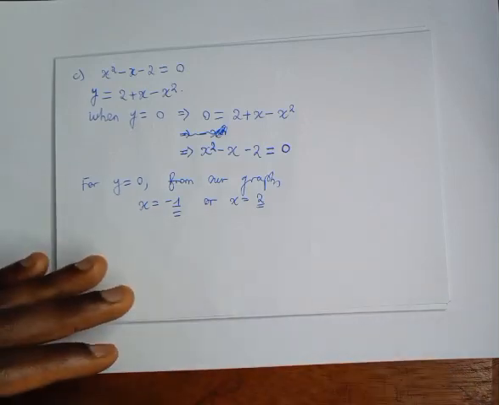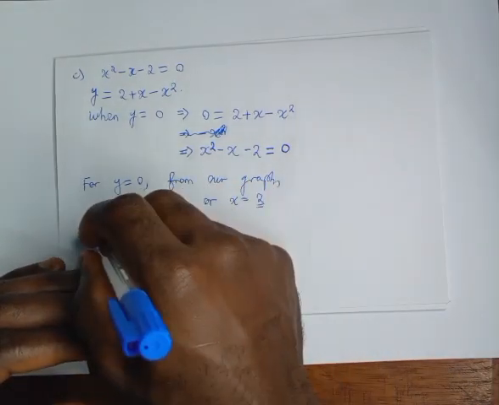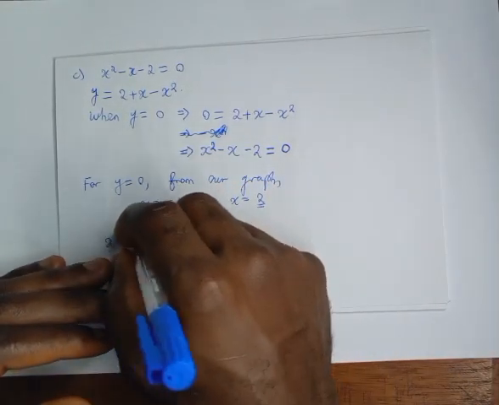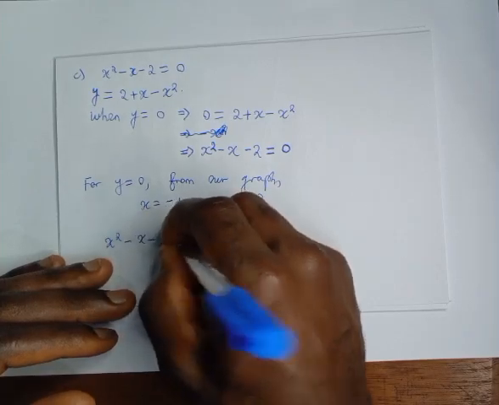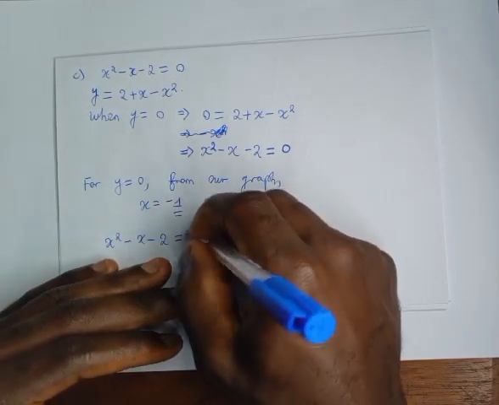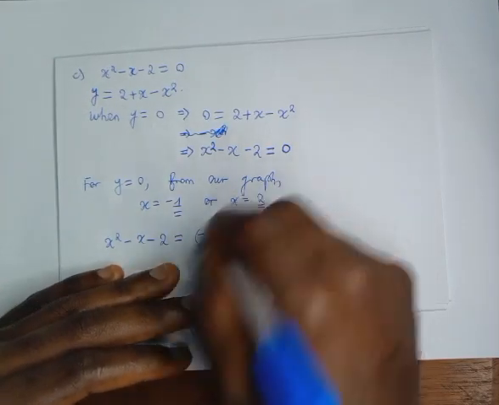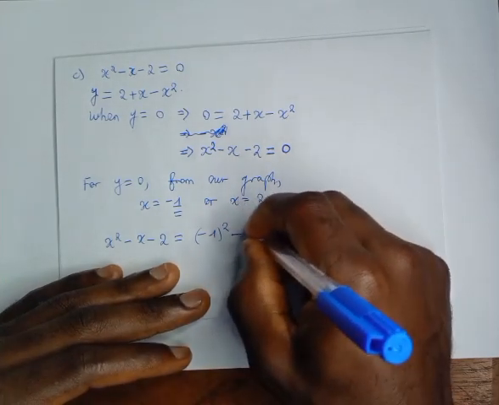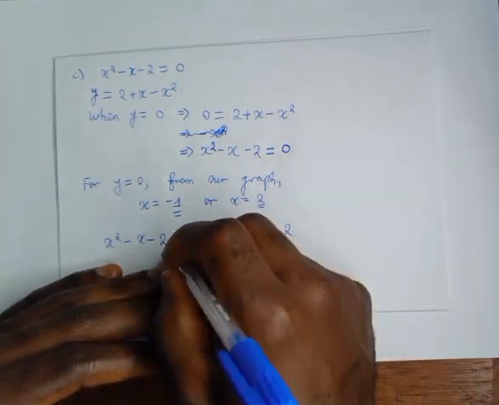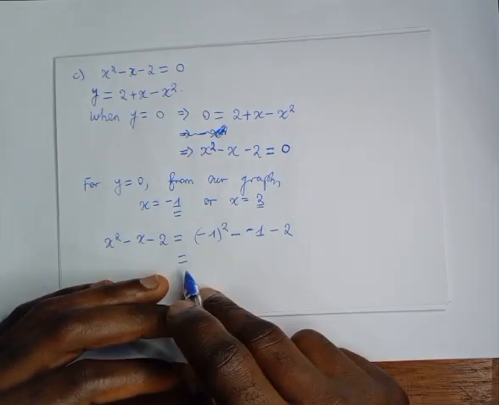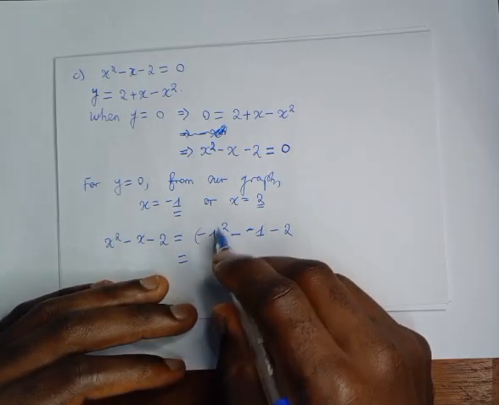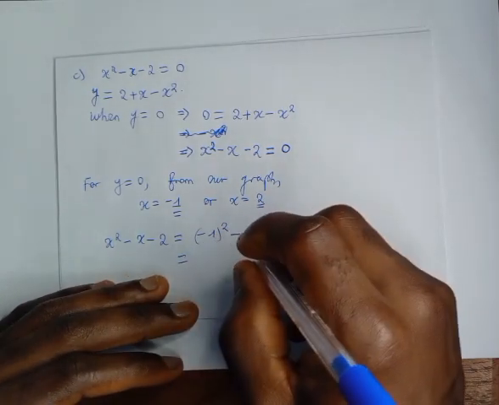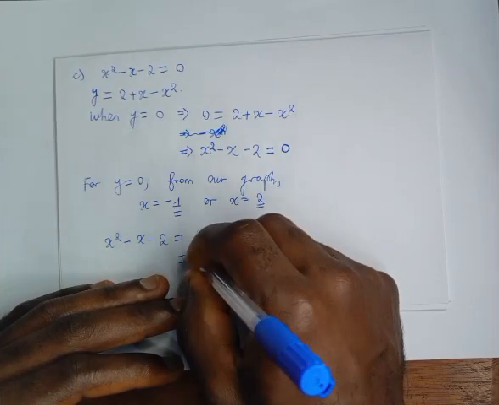We can verify. Let's replace x with -1. If you take x squared minus x minus 2, this will be equal to (-1) squared, we are replacing x with -1, we just want to verify, minus (-1) minus 2. This will be equal to (-1) squared gives us +1.